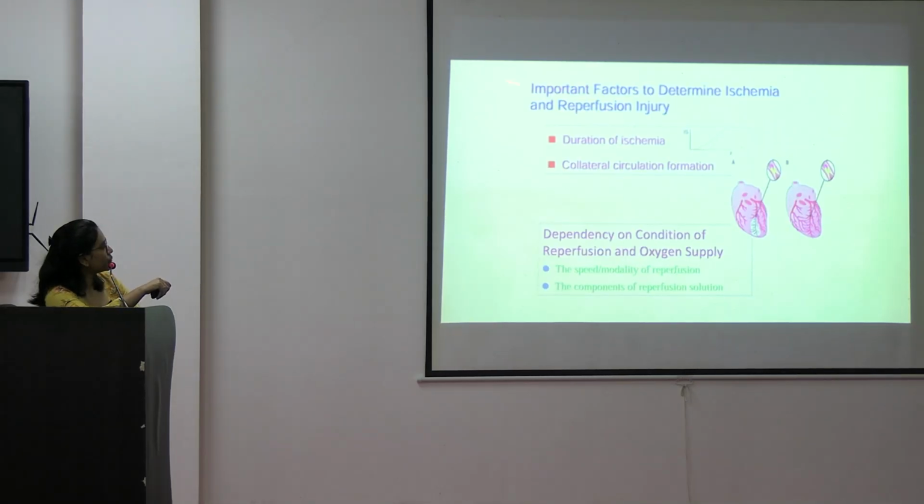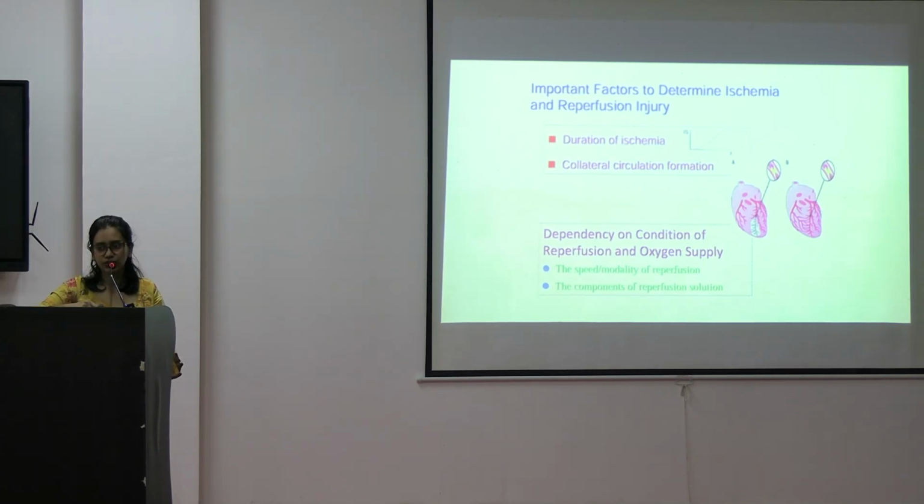Okay. So we have to remember two factors which will determine the outcome of ischemia and reperfusion injury. One is the duration of ischemia. If the patient has had a longer duration of ischemia, then the chances of ischemia-reperfusion injury will increase. And the other is the collateral circulation formation. If there is an establishment of a collateral circulation, then what will happen? Will there be more injury or less injury? More injury or less injury? Collateral circulation means?